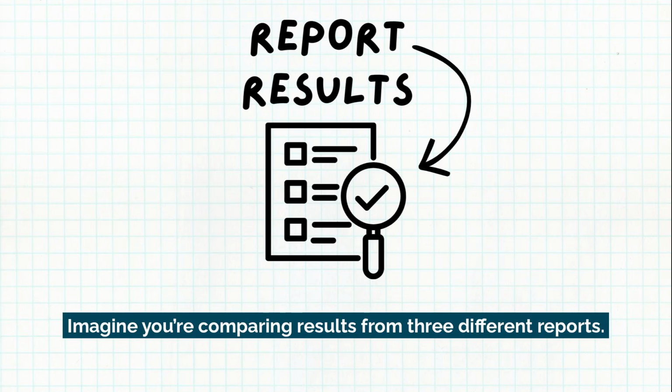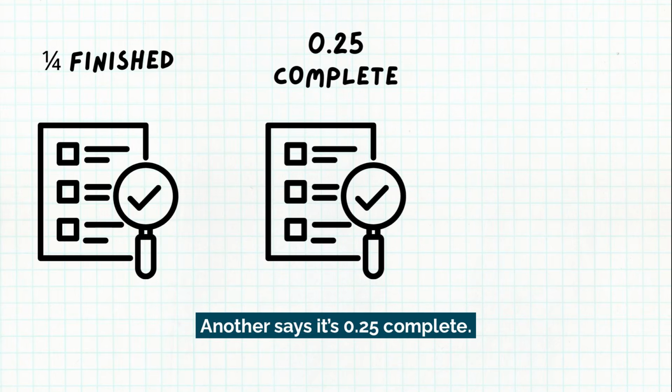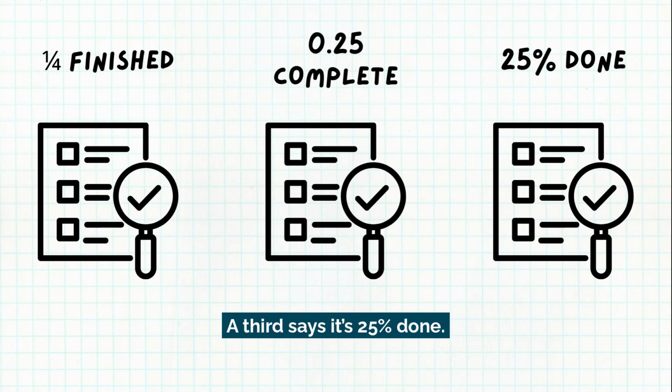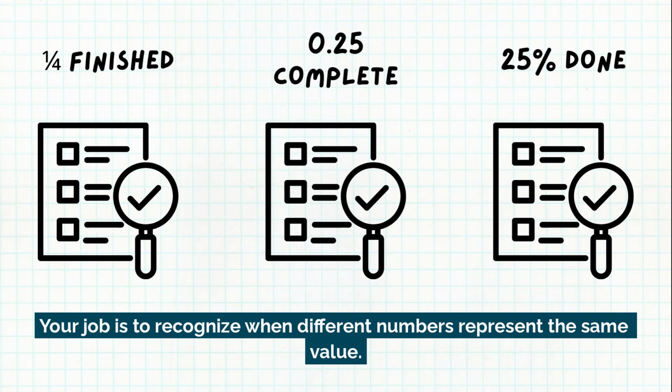Imagine you're comparing results from 3 different reports. One report says a task is 1/4 finished. Another says it's 0.25 complete. A third says it's 25% done. The numbers look different, but they're all describing the same situation. Your job is to recognize when different numbers represent the same value.